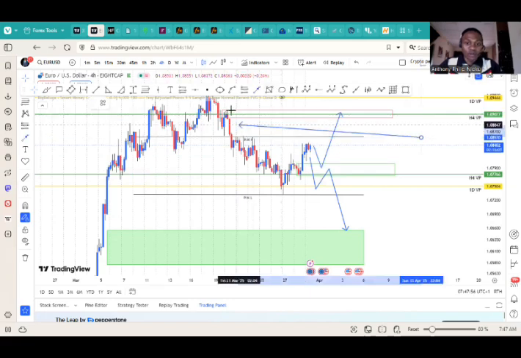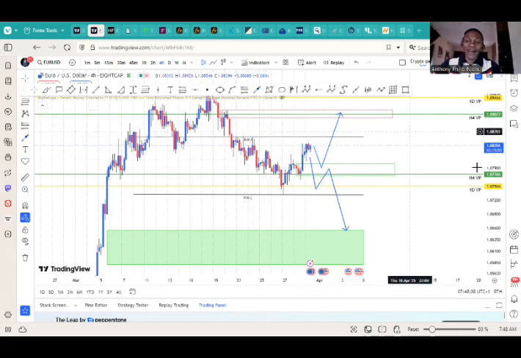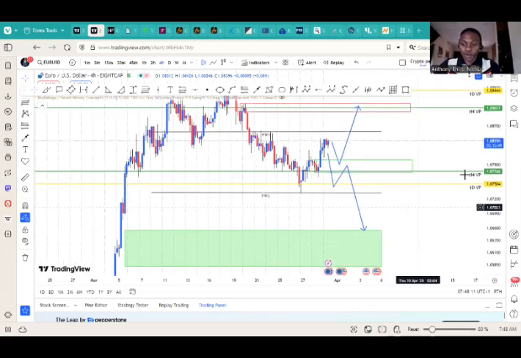Liquidity lying here to be grabbed, and also liquidity lying here to be grabbed. Okay, because this one has been taken, and as well, this one has been taken. So this one is still lying here to be grabbed. So these are the buy side liquidity. Okay, so that's it. That's what I see for Euro USD.